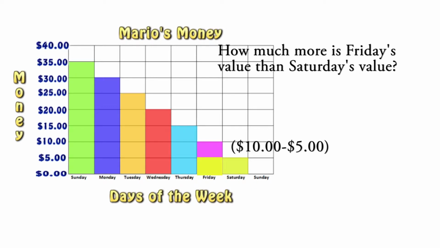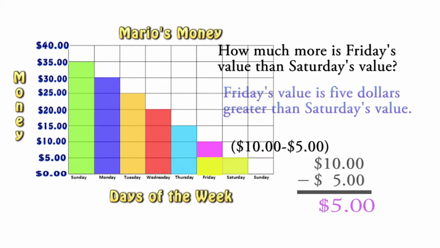So, if you slide the Saturday value over to the Friday value, you're canceling out $5, or you're taking $5 away. So really, all you need to do is subtract the smaller value from the larger value to find the difference. $10 minus $5 equals $5. There are $5 between $5 and $10. And since the difference between the two values is $5, Friday's value is $5 greater than Saturday's value.